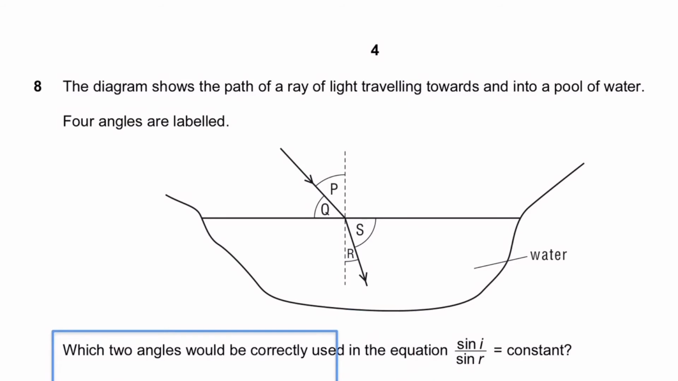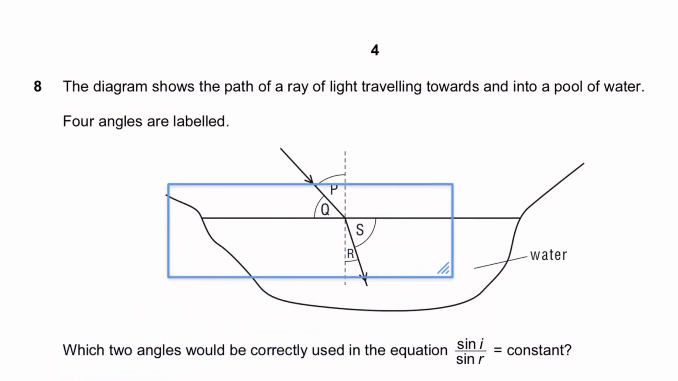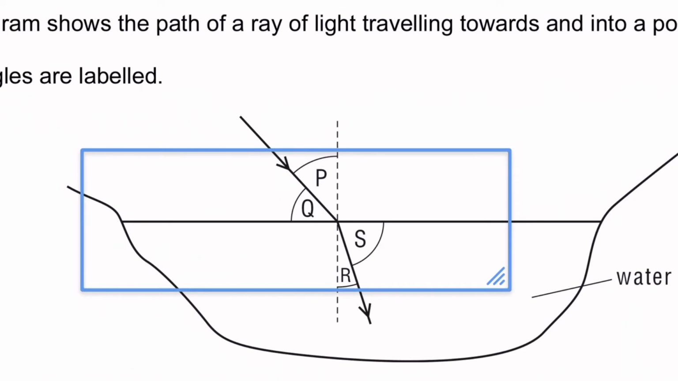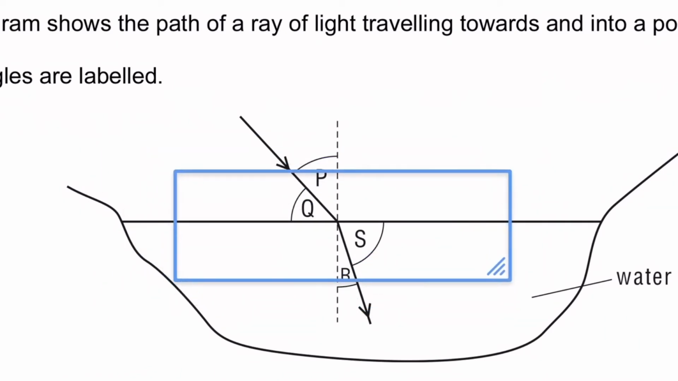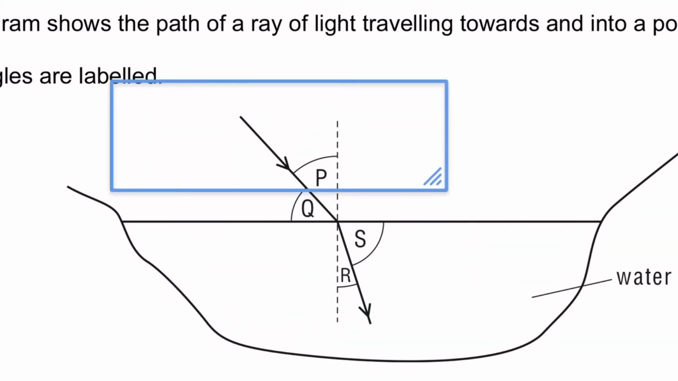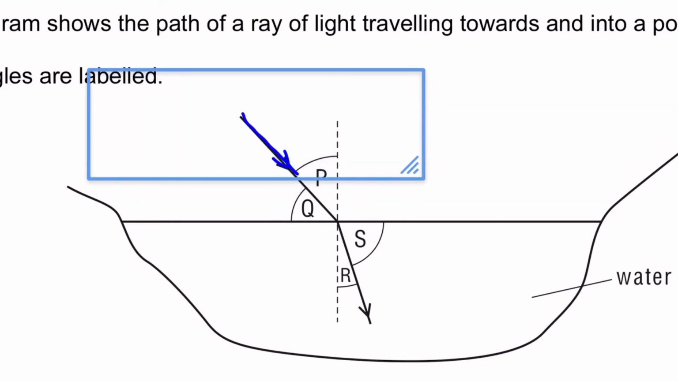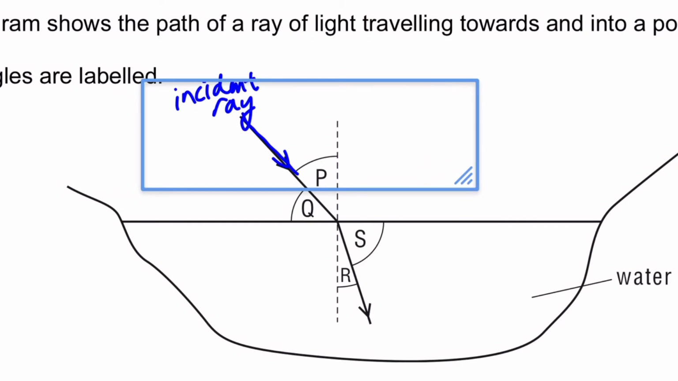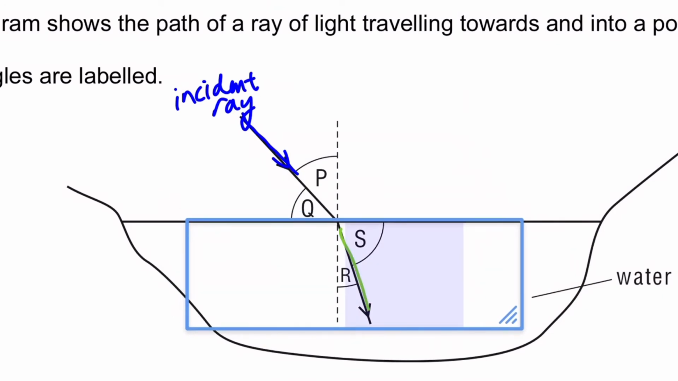So before we move on to the options, let's have a look in the diagram here. So here we have PQRS. We have the incident ray and we have the refracted ray. Let's use a blue line here. This is the incident ray. And let us use a different color. Let's use green as the refracted ray. Green as refracted ray.